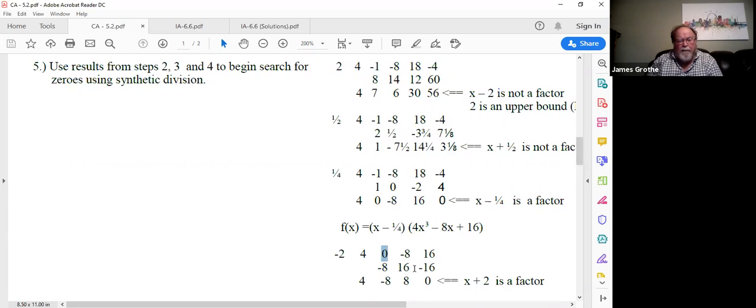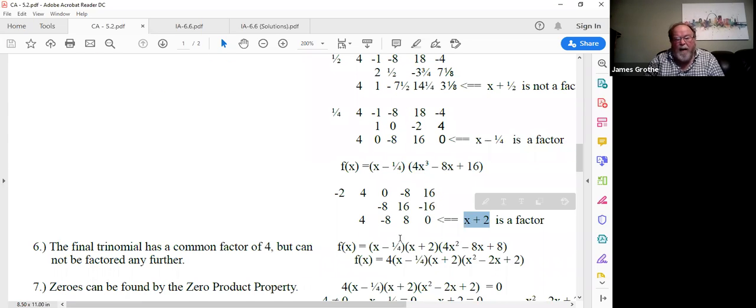Multiply by negative 2 and I get 16. Negative 8 and 16 give me a positive 8. And multiplying 8 by negative 2 gives me negative 16, which I add to 16, and that gives me a 0. Again, that's what I like to see. So that tells me that negative 2 is a 0, and that x plus 2 is a factor. So now I factored this polynomial, 4x cubed minus 8x plus 16, into x plus 2, the factor I just found, times 4x squared minus 8x plus 8, the quotient.